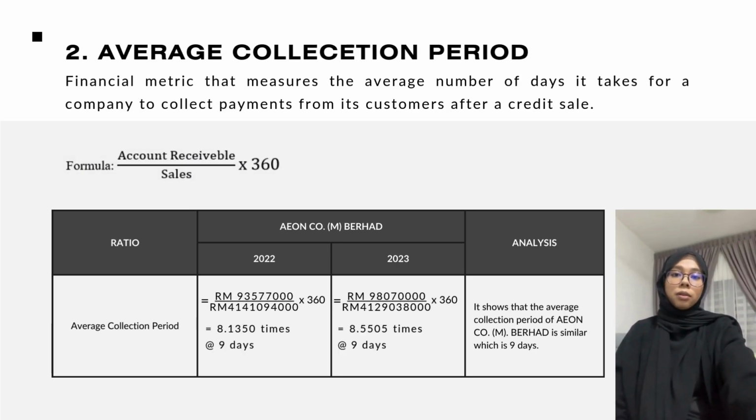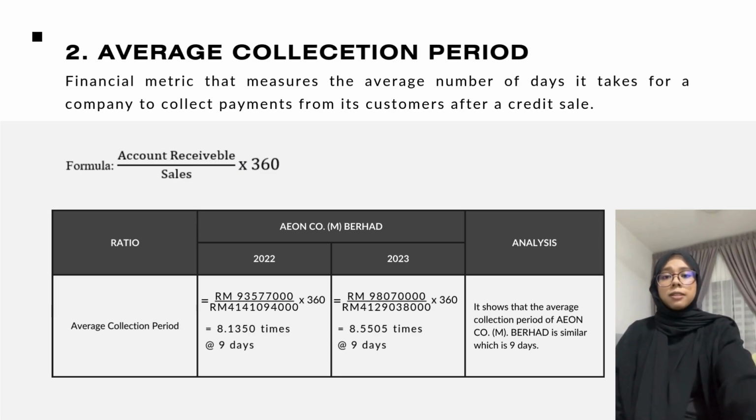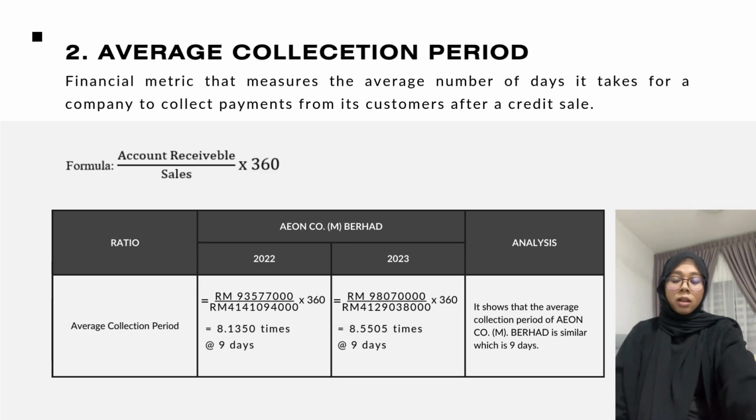Now, the second type of asset management ratio is average collection period. So it is a financial metric that measures the average number of days it takes for a company to collect payments from its customers after a credit sale. It provides insight into the company's credit and collection policies and efficiencies.